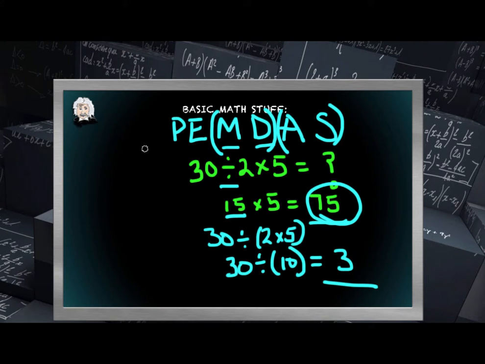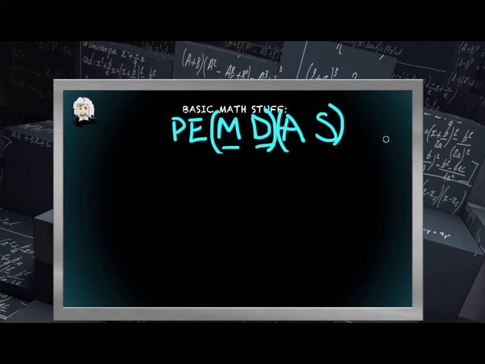PEMDAS is the way students have been taught order of operations for decades. It's the way I was taught as a child. Despite that, there is controversy currently surrounding PEMDAS and its accuracy. So what is at the heart of the controversy around PEMDAS? Is it wrong? What my tutor and my teacher have taught me for years, is that not correct?